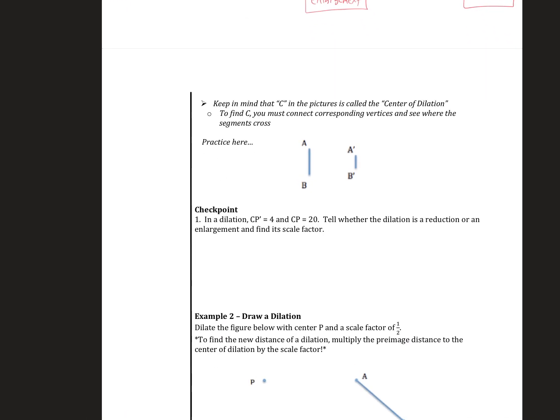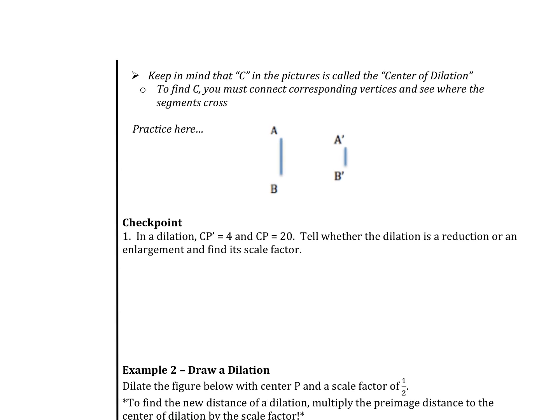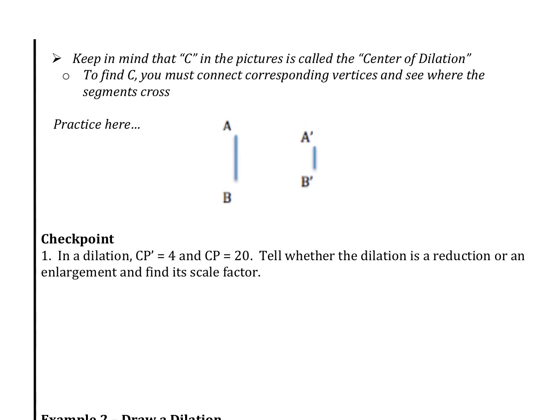Okay, let's move on here. It says keep in mind that C in the pictures is called the center of dilation. And what we need to do is connect corresponding vertices and see where the segments cross, okay? So we have these shapes here. What I like to do is draw straight lines from matching point to matching point. So we have A and A prime. I can't really draw a straight line here, but we'll do the best we can. I'm going to go like this, just draw a straight line all the way across, okay? And same thing for B to B prime. Not perfect, but where these lines connecting the pre-image and image points cross is going to be the center of dilation C. Okay.